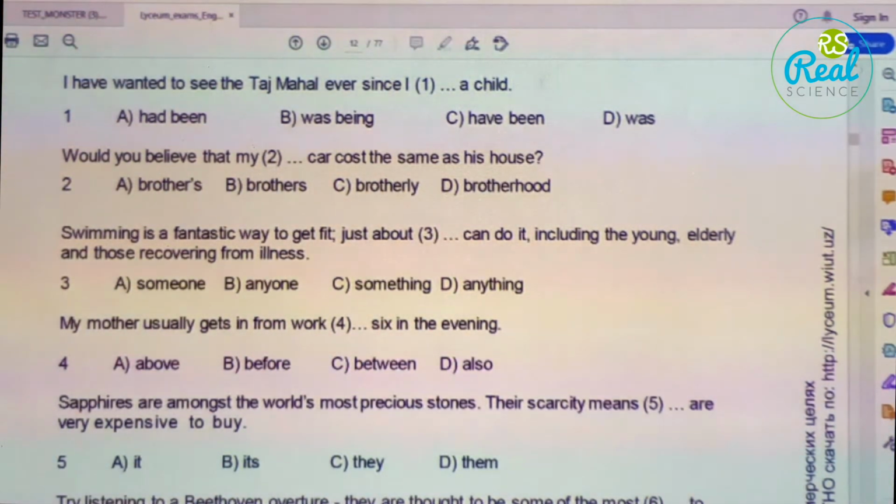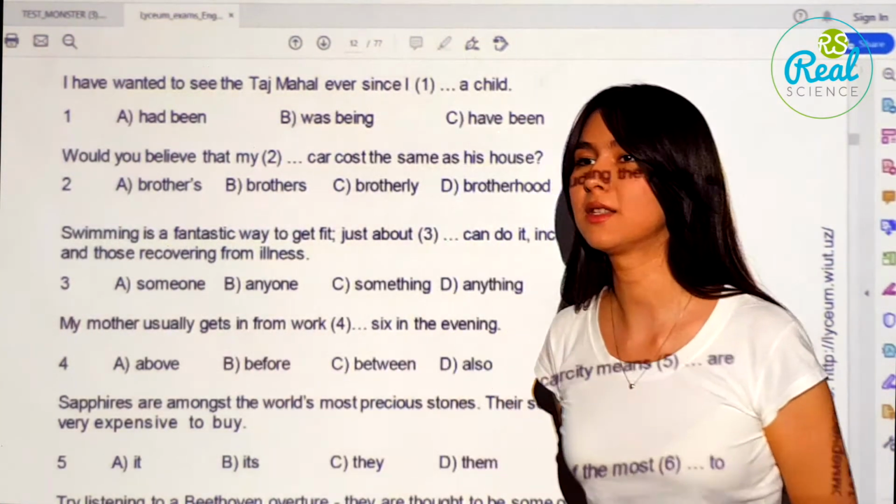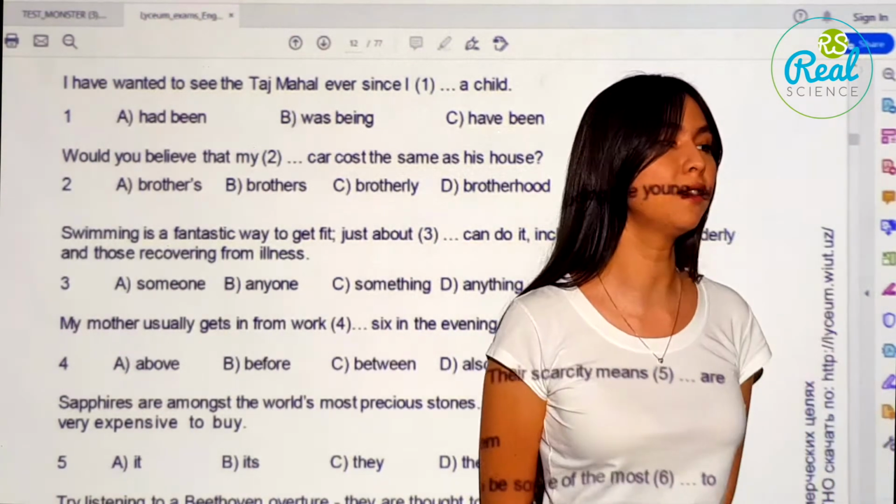I have finished. Nice. Others? Nice. Okay, let's check. In that case, let's check. So the first one, who wants to read the first one?